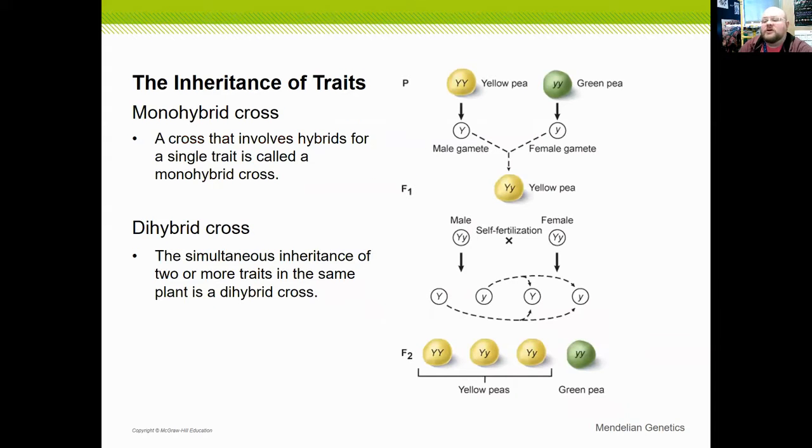Now, when we start to cross the genetics in this, and we're looking at it in terms of these pea plants here, a monohybrid cross is a cross that involves hybrids for a single trait. And a dihybrid cross is the simultaneous inheritance of more than one trait in the same plant. So monohybrid crosses, we're just talking about one specific trait. Dihybrid crosses, we're talking about multiple traits at the same time.